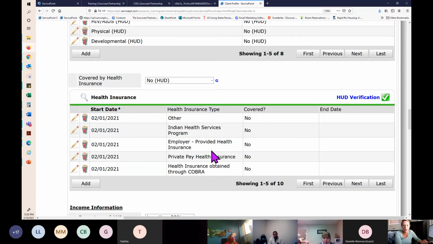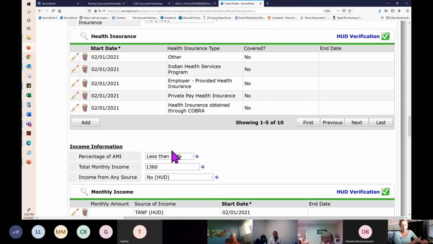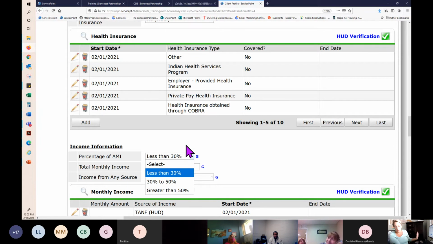Whether clients have health insurance or their income, this all identifies the clients in our community as either less than 30%, 30 to 50, or over 50 AMI. This all translates to greater reporting that continues to provide more funding into our community. All of this information depicts the need of the client and it tells the client's story. So regardless of whether they are housed or not, we should be asking and answering all of these questions so we can truly tell the client's story and who they are and what they're experiencing.